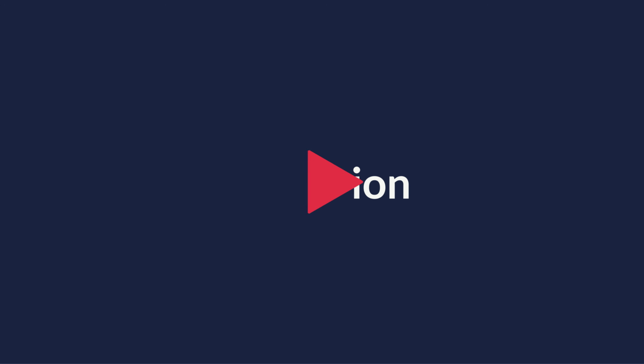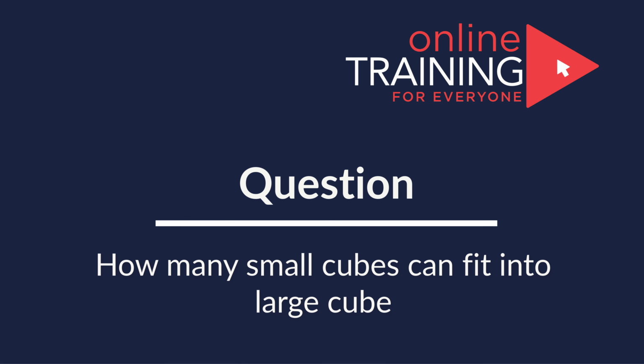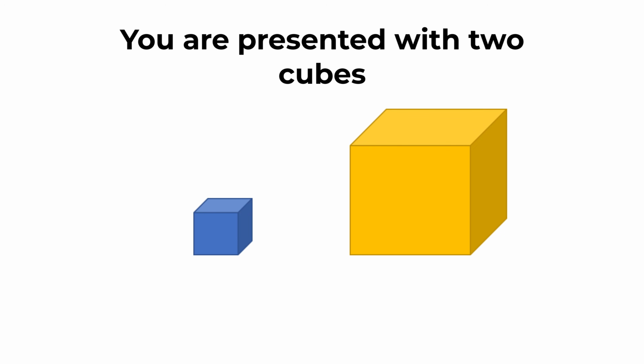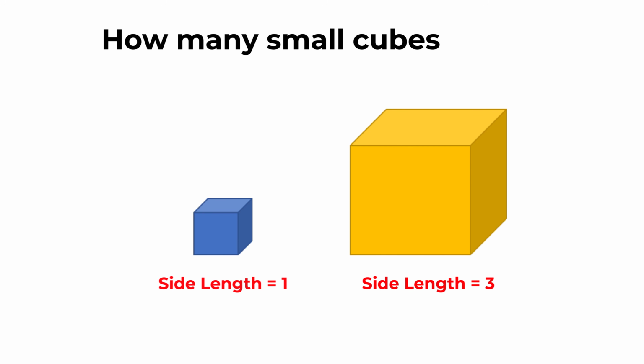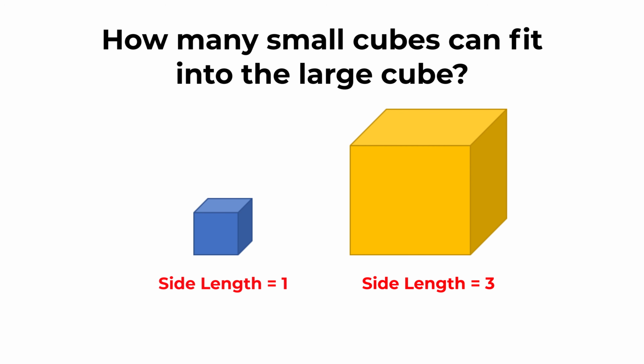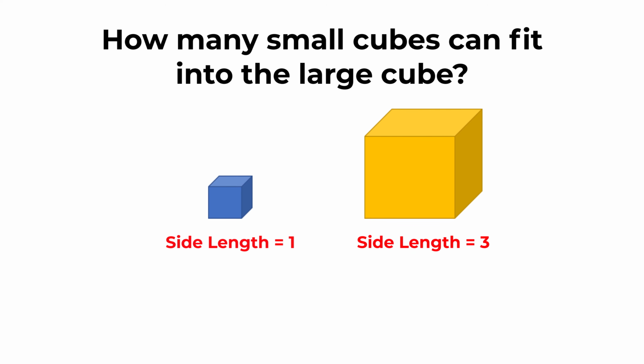Here's a cool question which you frequently see on the test. You're presented with 2 cubes. One cube has side length equal to 1 unit, and the second cube is a larger cube and it has side length equal to 3 units. So the question is, how many small cubes can fit into the large cube? And you have 4 different choices. Choice A, 9, choice B, 18, choice C, 27, and choice D, 81.